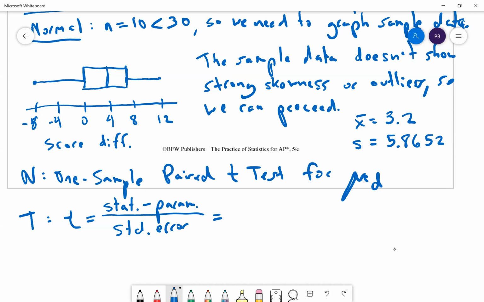Also, we might as well calculate degrees of freedom. We're going to need that. So degrees of freedom, remember, that's just n minus 1, which is 10 minus 1, which is 9. Our sample size here was 10, right? 10 minus 1 is 9. So we have 9 degrees of freedom.